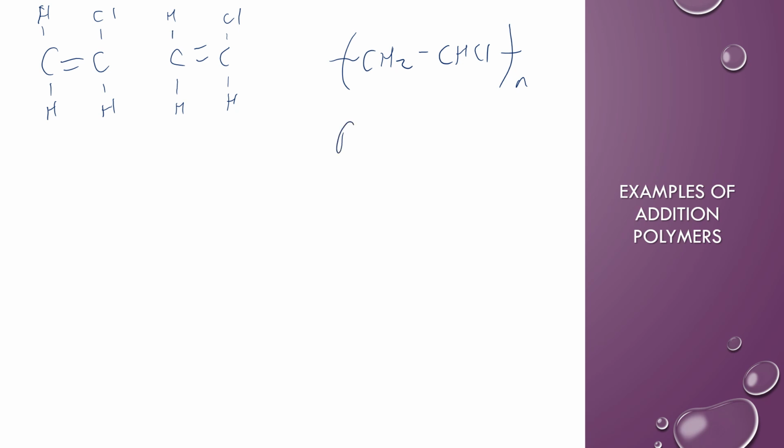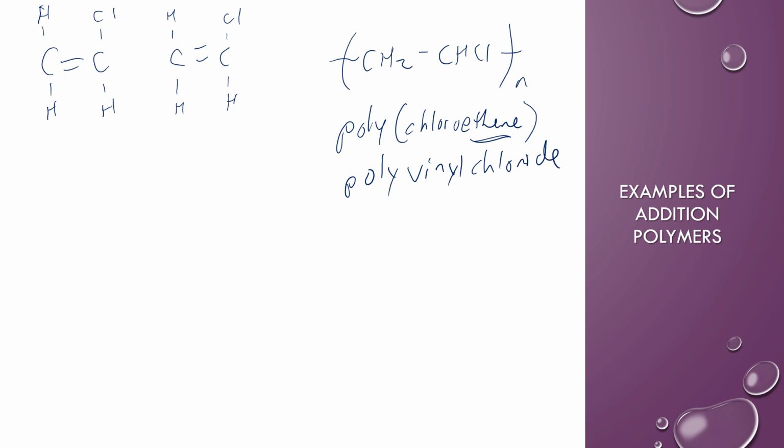So we call this polychloroethene because it's a polymer of chloroethene molecules. Chlorine, eth is 2 carbons, ene is a double bond. But this ethene used to be called vinyl, like a vinyl group is a double bond group. So the old name for this, and it's kind of stuck around, is called polyvinyl chloride, or PVC. So when you see PVC, it's this compound here.